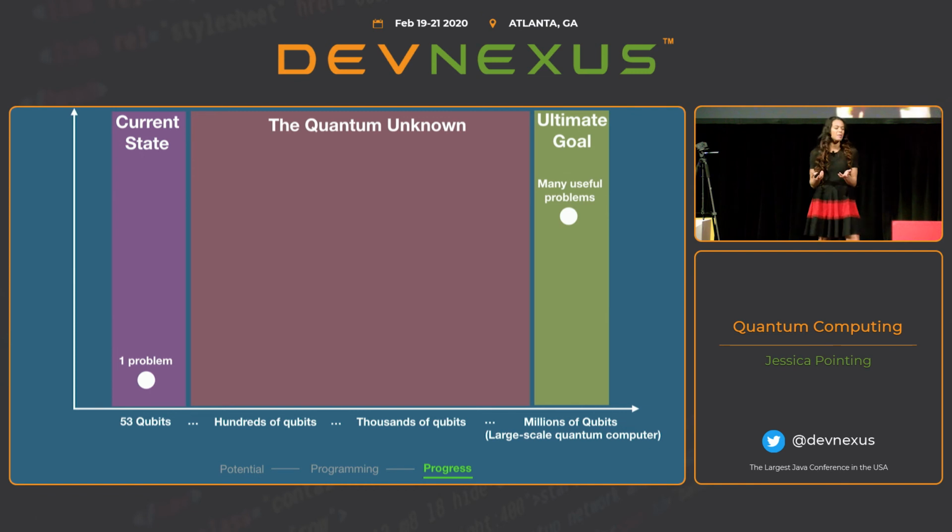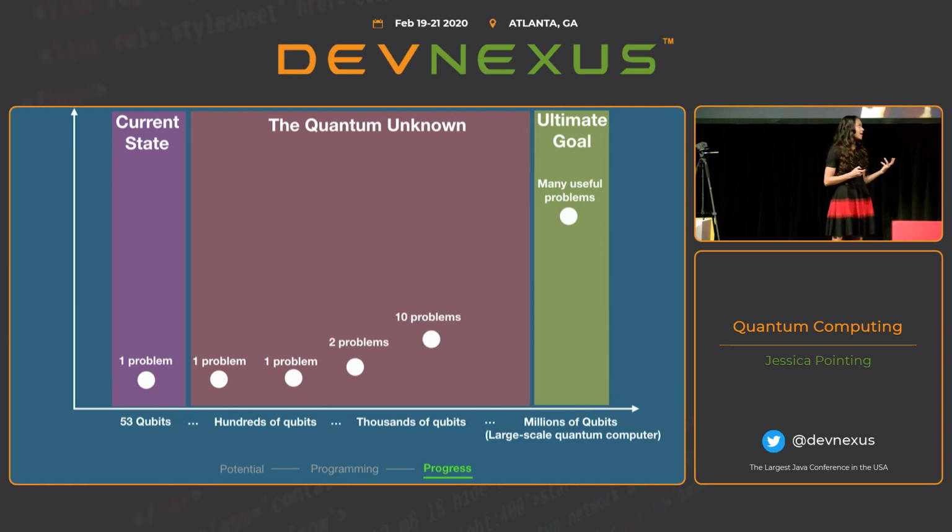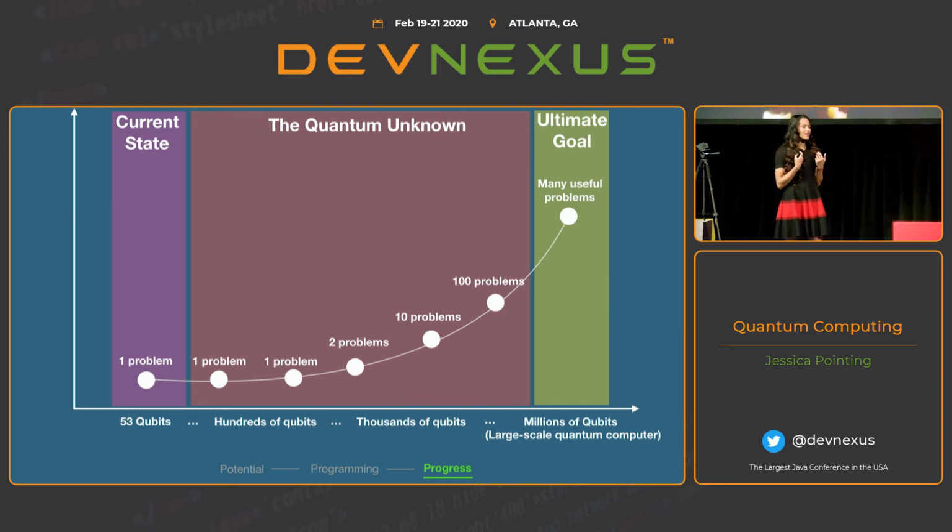So, obviously there's some potential possibilities. One is that for the next few years, even as the hardware improves and we increase in the number of qubits, we don't really solve that many new problems until we have a larger quantum computer. This would be okay, but it wouldn't be as exciting because we'd have to wait a bit until we get to that point.